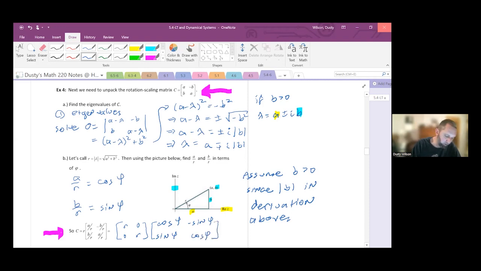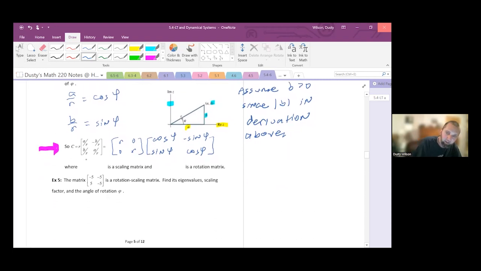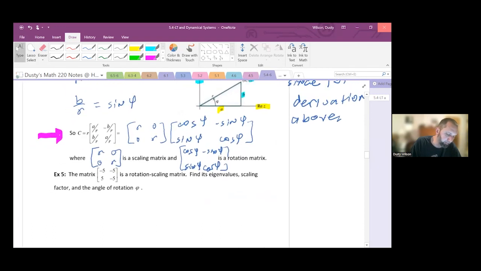Okay. Good news, you probably recognize this: R, 0, 0, R is a scaling matrix, and the cosine phi, minus sine phi, sine phi, cosine phi is the rotation matrix.